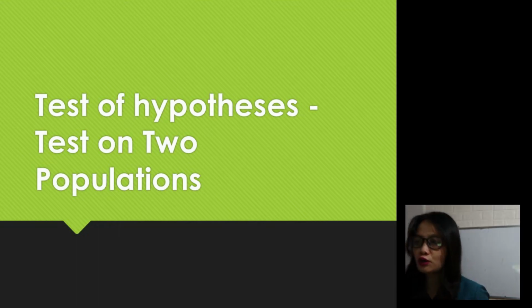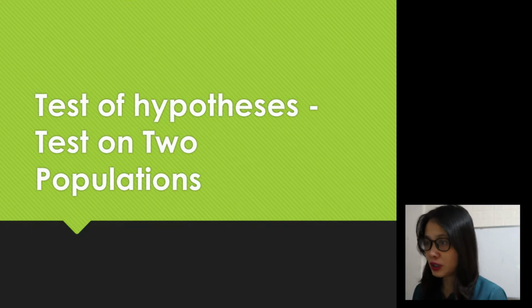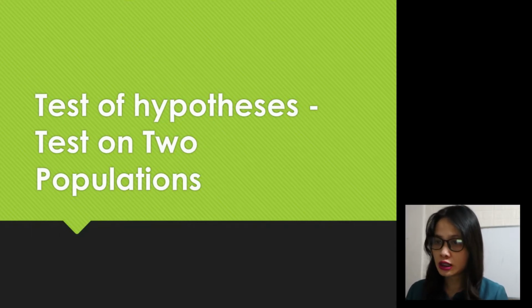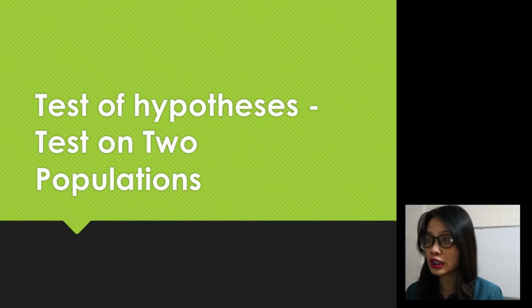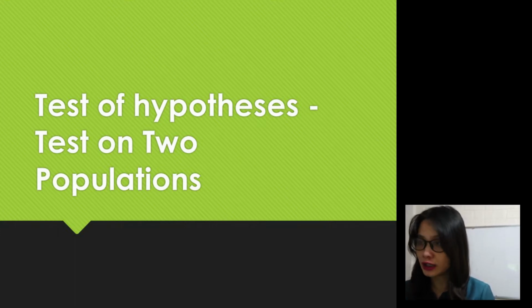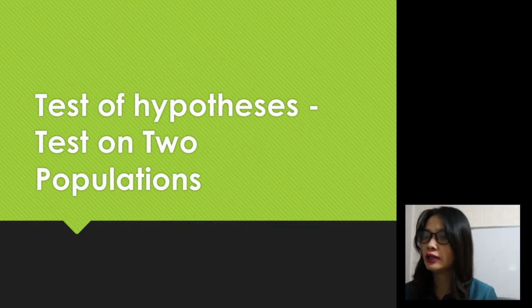Okay, so our main goal for today is to discuss the concept of test of hypothesis, test on two populations. Remember, to test the hypothesis, we need to follow the 5 procedures. The first one is you need to formulate your null and alternative hypothesis, and then number 2, identify your statistic. Number 3, compute for your test statistic.